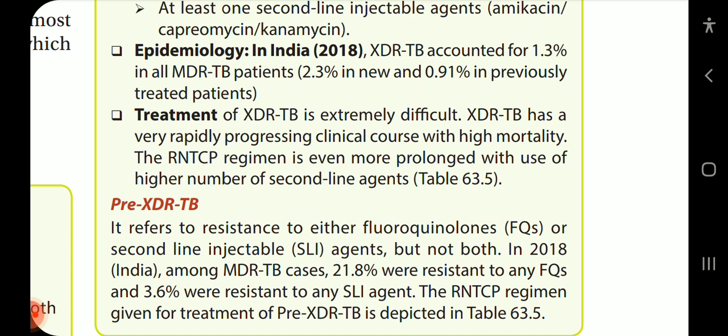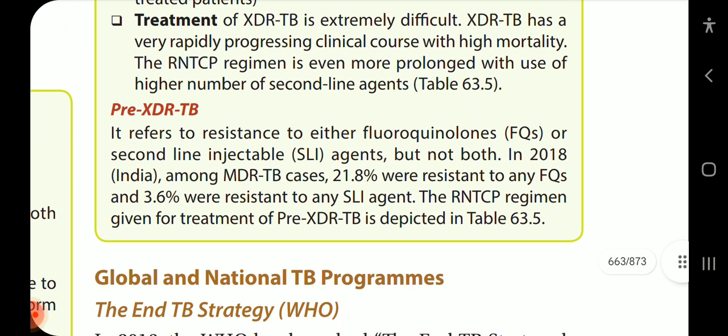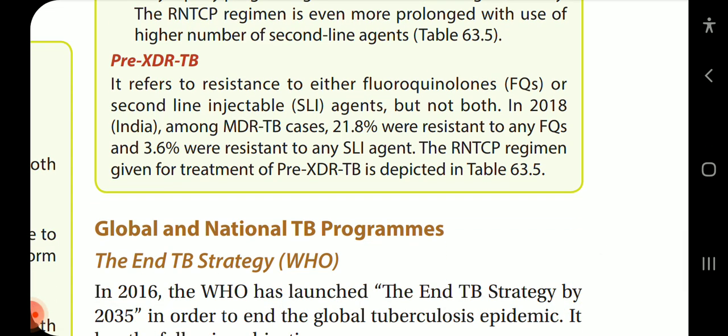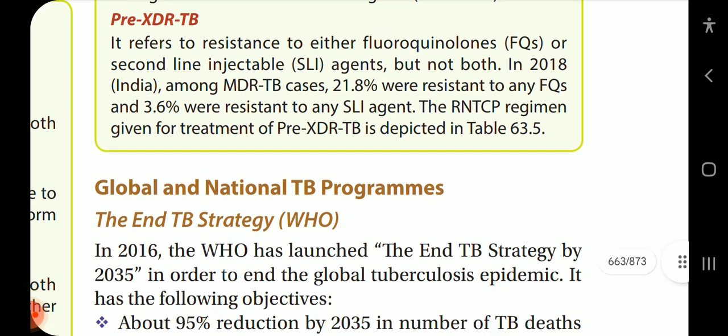XDR-TB has a very rapidly progressing clinical course with high mortality. The RNTCP regime is even more prolonged with the use of a higher number of second-line agents. Pre-XDR-TB refers to resistance to either fluoroquinolones or second-line injectable agents, but not both. In 2018, among MDR-TB cases, 21.8% were resistant to any FQs and 3.6% were resistant to any SLI agent. The RNTCP regime we have seen.